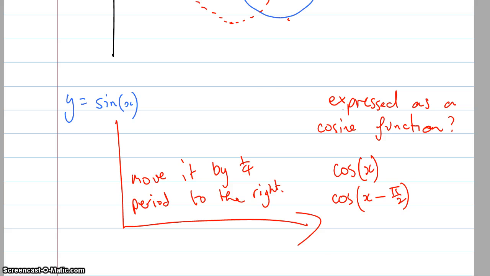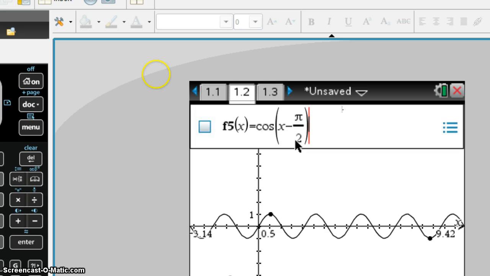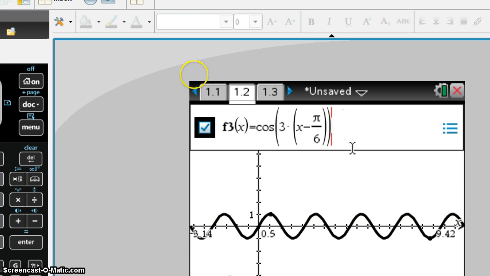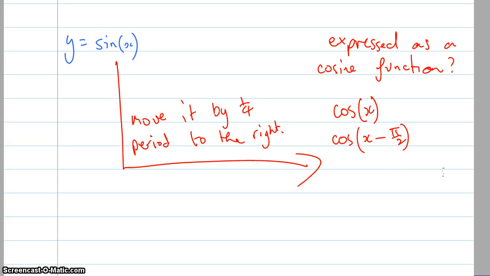Now, I guess the question is, what if it's much more complicated than that? For example, I think I've got this one here. That one is actually that graph there. So cos of 3 times x minus pi on 6. How do I know how to move that one? Or if I'm going to express that as a sine graph, what am I going to do? Let me just draw that over here on my page.